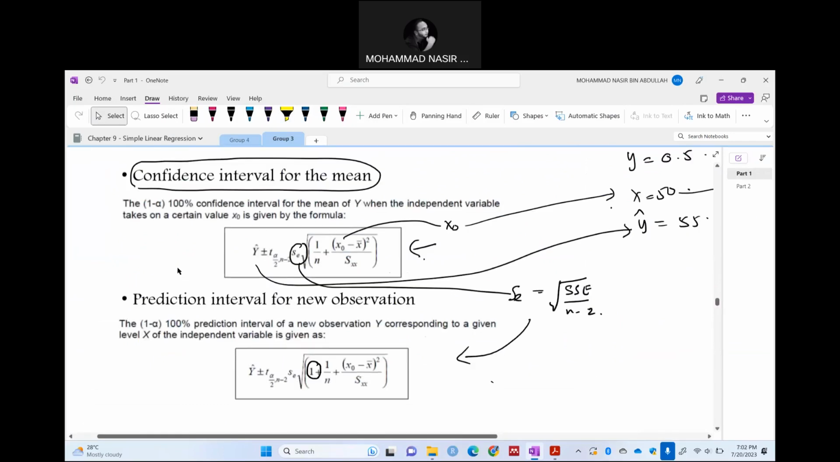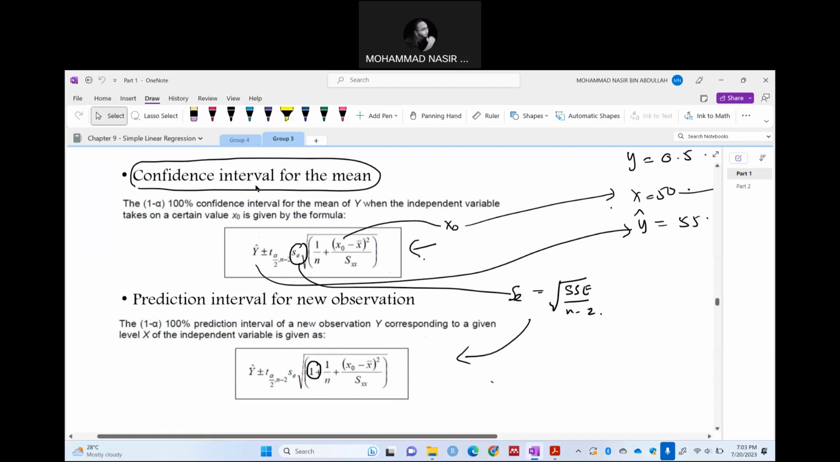So I don't think this formula will be in your booklet. Boleh refer balik the table. I don't think this one is in your table, right? Apa? Ada? Ada, alhamdulillah. Bagus. Ada. Okay, good. Make sure you confirm, right?